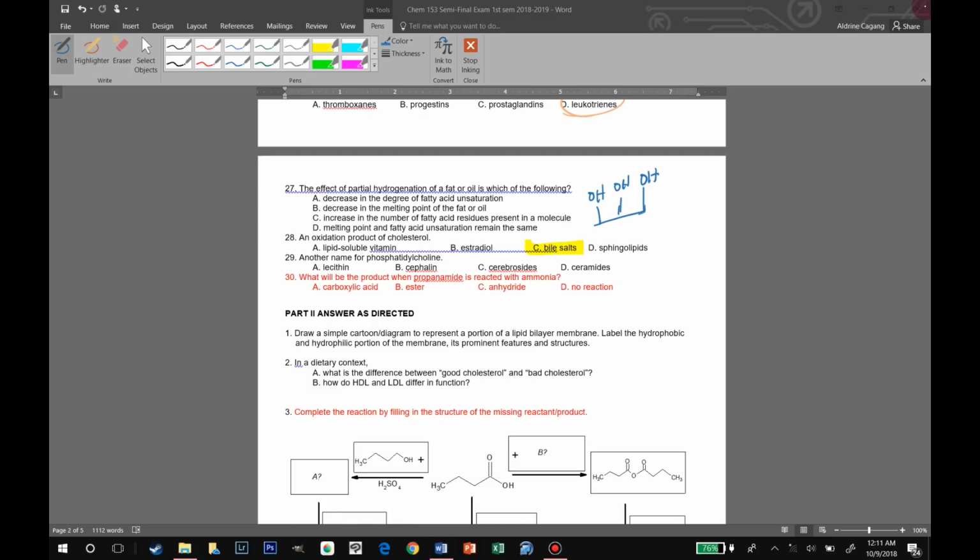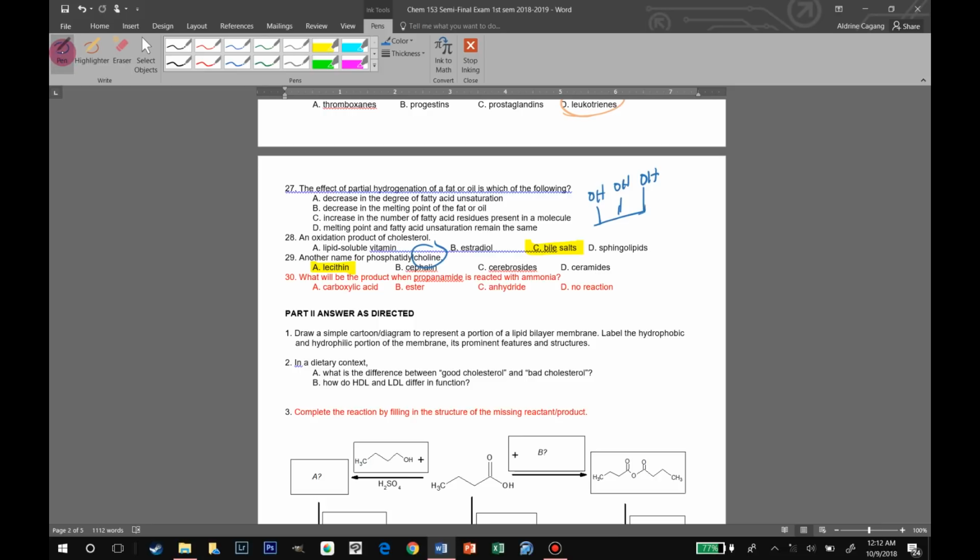Number 29, another name for phosphatidylcholine, that is going to be letter A, lecithin. So the addition of the choline molecule to your phospholipid. So letter A, lecithin. Number 30, what will be the product when propanamide is reacted with ammonia?